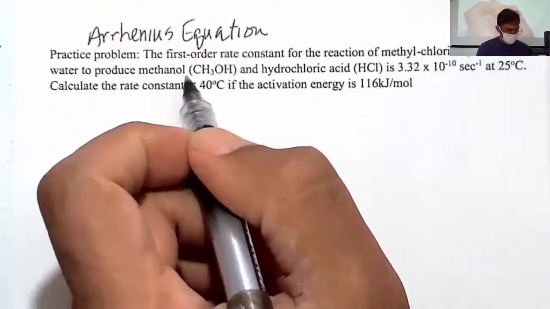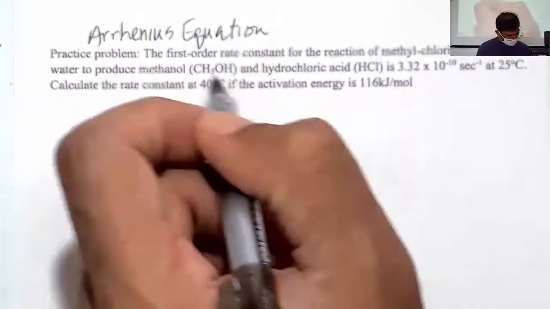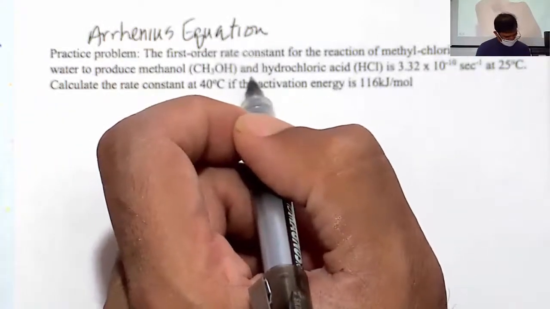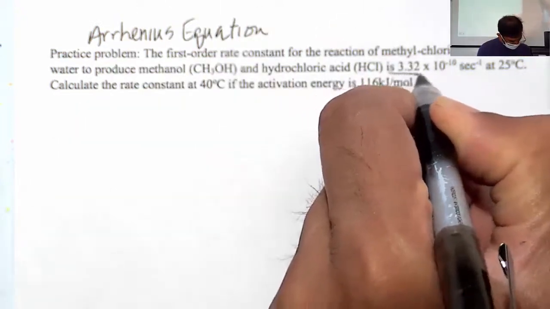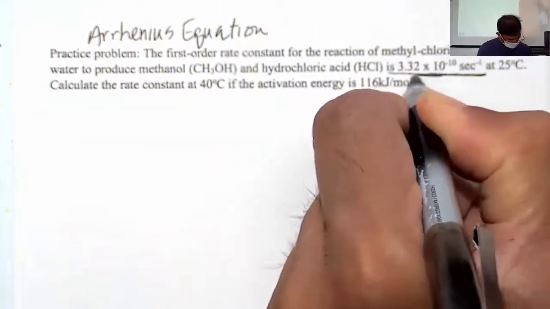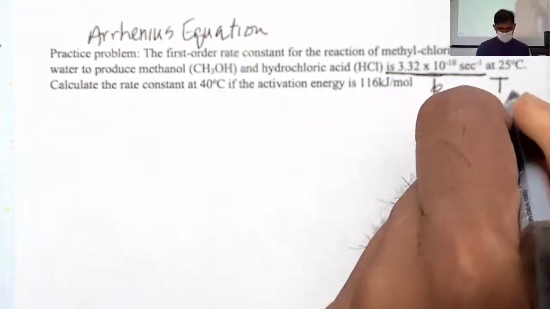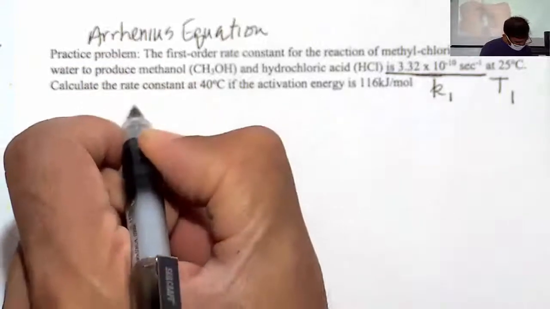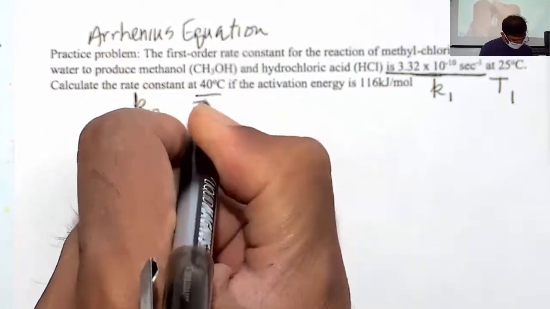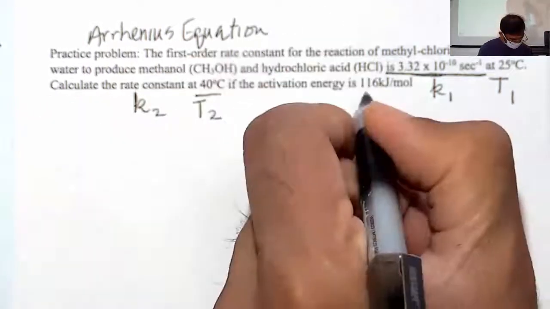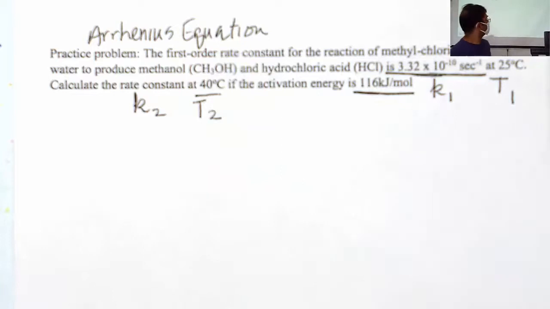The first order rate constant for the reaction of methyl chloride with water, which produces methanol and hydrochloric acid, is K1, 3.32 times 10 to the minus 10 inverse seconds. So this is K1, this is T1. Calculate the rate constant, we'll call it K2, at temperature T2, 40 degrees C. And they give you the activation energy of 116 kilojoules per mole.